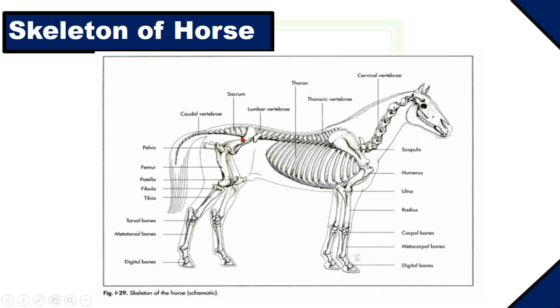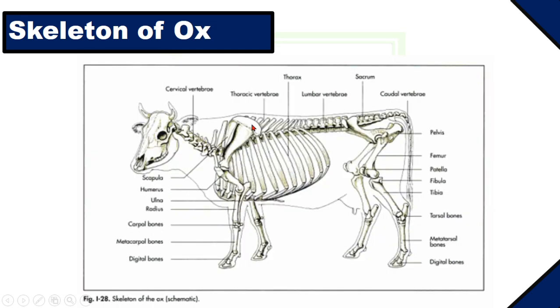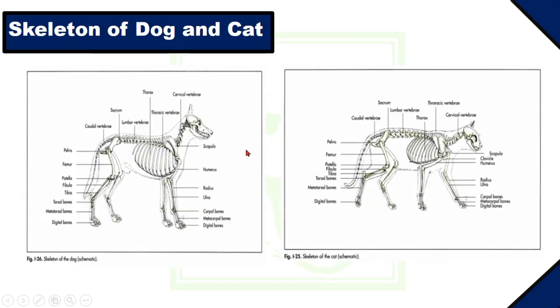And in the hind limb, this one is the pelvic girdle. This one is the femur bone. This one is the tibia fibula bone, and this one is the tarsal bones. This one is the metatarsal bone, and this one is the digit. This one is the skeleton of an ox. This one is the skeleton of a dog and cat.